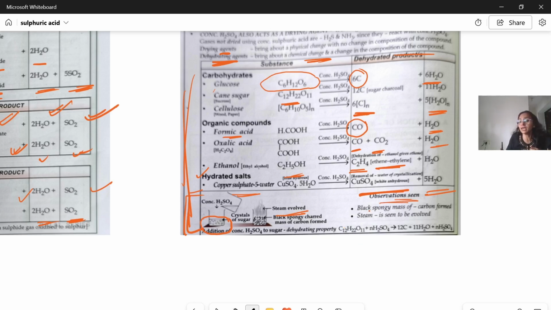So what is the observation seen? A black spongy mass of carbon is formed and steam is seen to be evolved. You can see over here that steam is evolved.